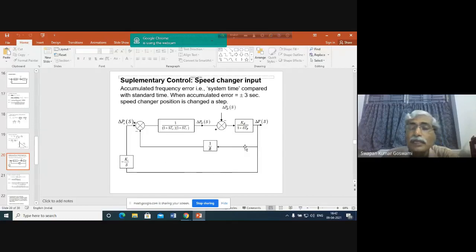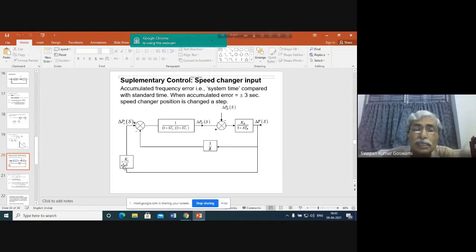Now an input is given here to the del PCS. That means somehow we are changing the position of the speed changer. Actually a command is given either to increase the power output of the generator or to decrease the power output of the generator depending upon the situation. And whatever control is being implemented here, it's shown here.